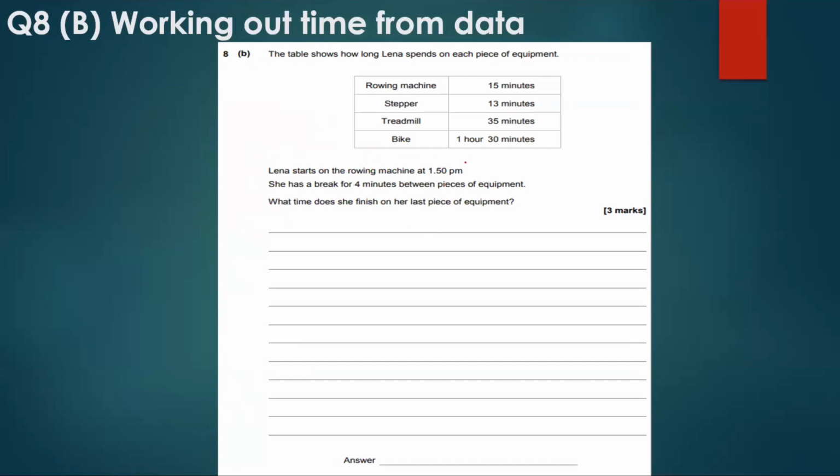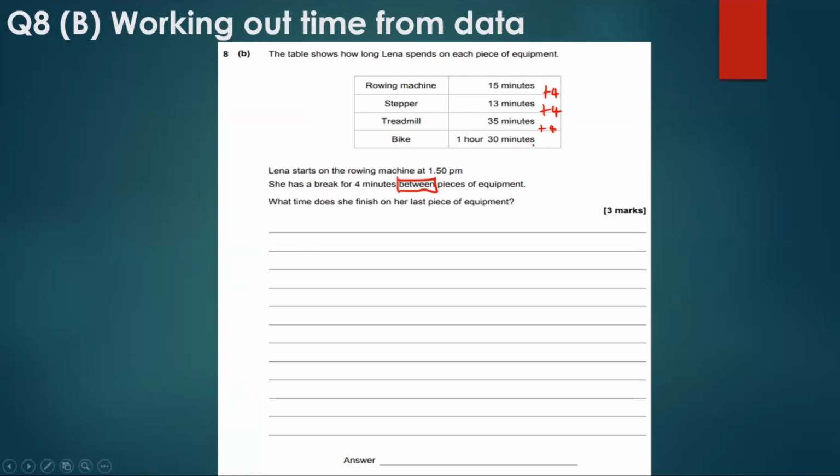So what you've got here is her starting on the rowing machine at 1:50, and she's adding on 4 minutes between each bit of equipment. So we're adding on 3 lots of 4. We're not going to add a 4 onto here because that's her last piece of equipment, and it says between. So it doesn't say after each one, okay? There's between. So obviously she isn't going on to any other equipment after the bike. She's obviously then leaving the gym. So she doesn't need to add another 4 onto that.